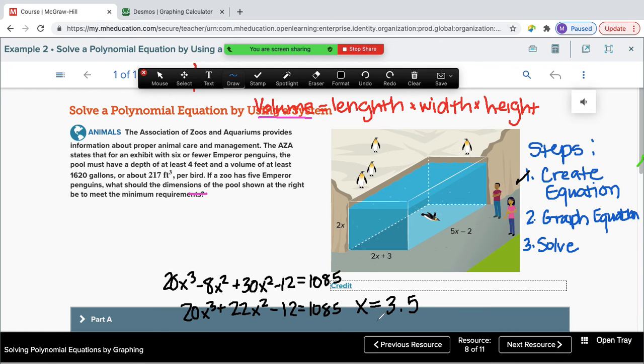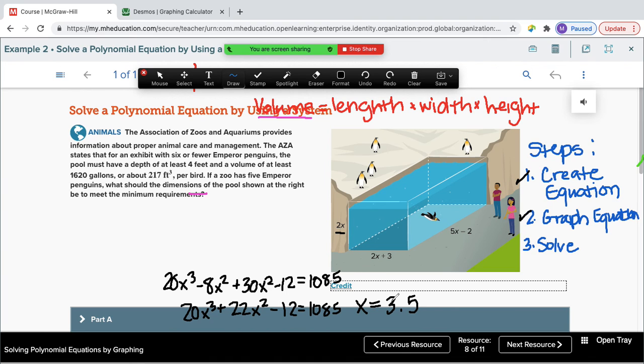Okay. And so then that's our graph, and we got what x is equal to. And so step 3 is solving. So I have to go back into the problem to see what is it that I'm solving. So it says, what should the dimensions of the pool shown at the right be to meet the minimum requirement? So what should these dimensions be? Instead of 2x, what should that be?